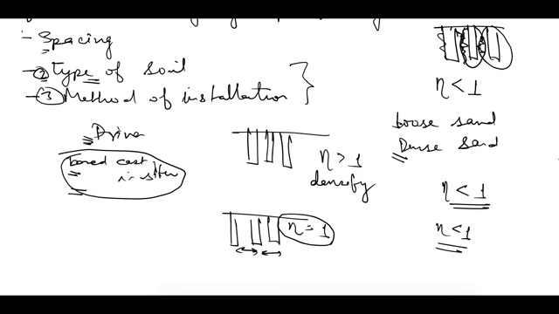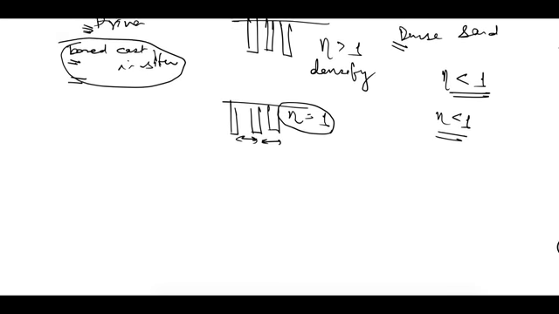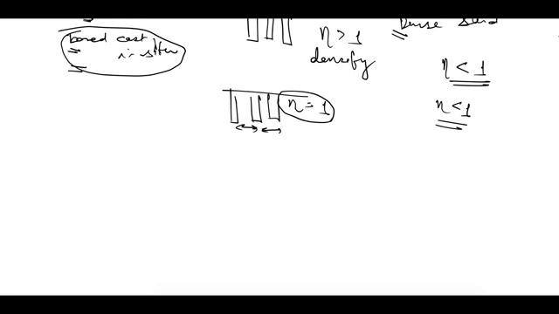These are the factors that affect the group efficiency of a pile group. And after that, the IS code has given certain recommendations for minimum spacing.